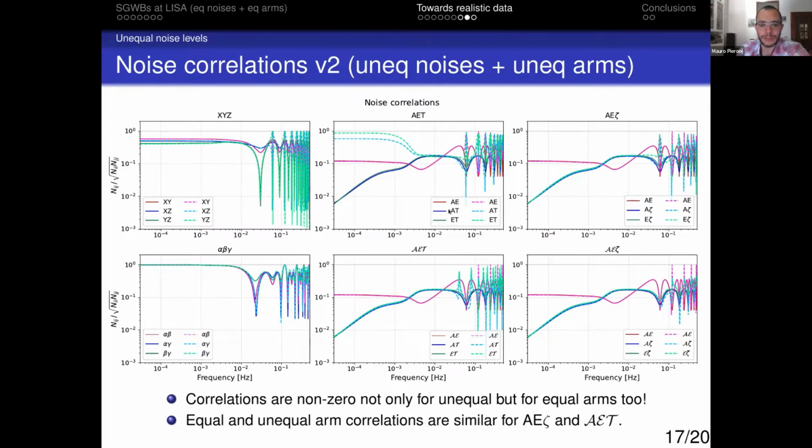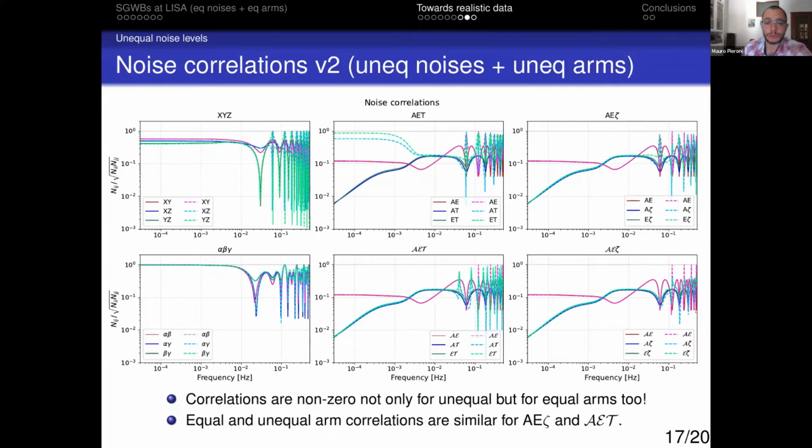Second thing, when I allow for unequal arms too, the interesting thing is that for all the variables which we know are going to be reasonably robust, the estimations we did in the equal arm case are basically matching to a good degree the quantities we computed for the unequal arm case. So this is quite nice news.